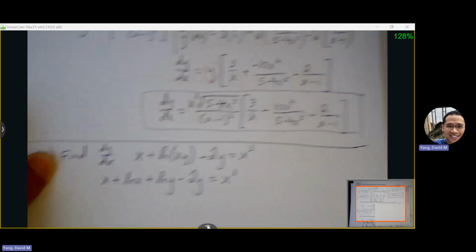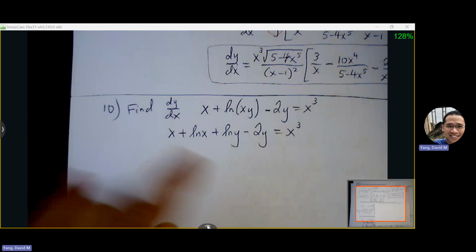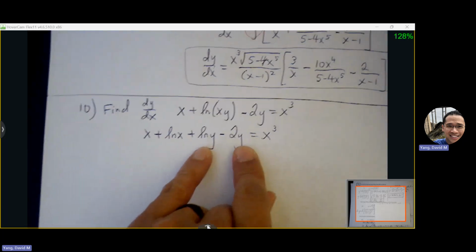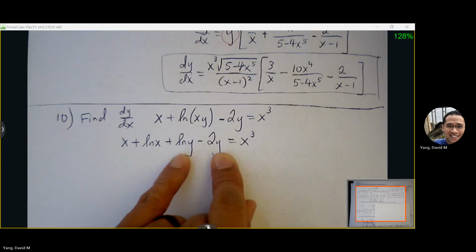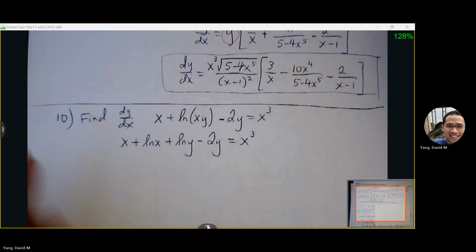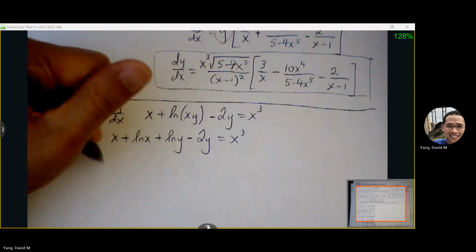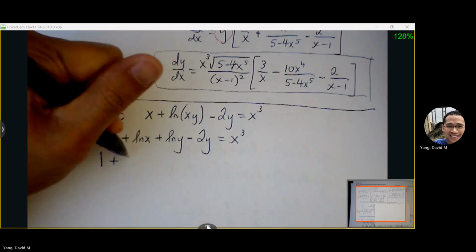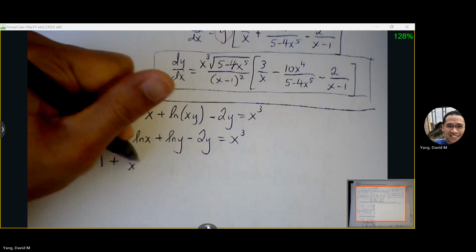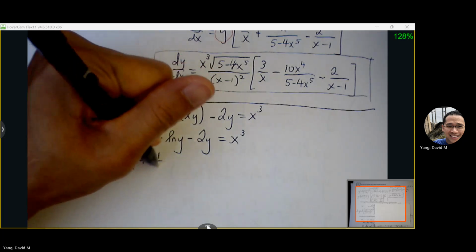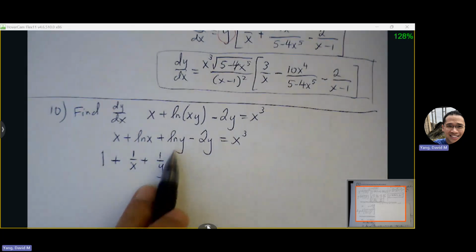So now we can begin our process. We see two y variables, so we should be expecting two dy dx's. Just do a combination of either natural log rule or power rule for each of these terms. Natural log of y is just 1 over y.